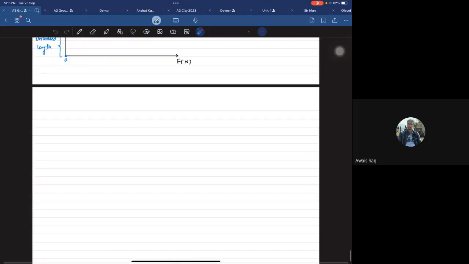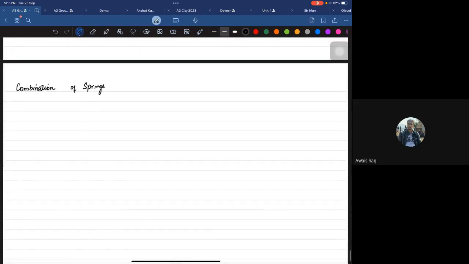So let's write it here. Combination of springs. Now we have basically two systems. First system we call that series, and the other one is parallel, like that.